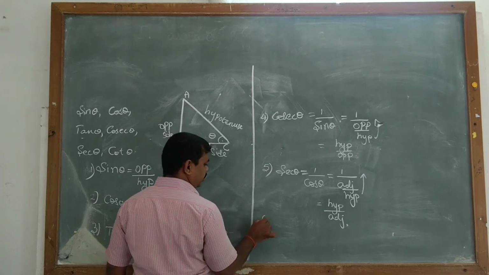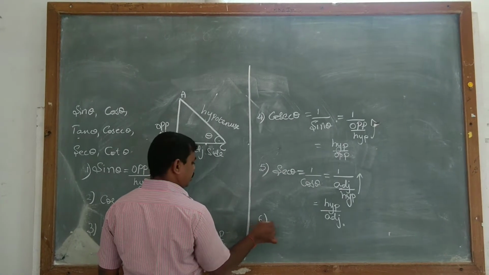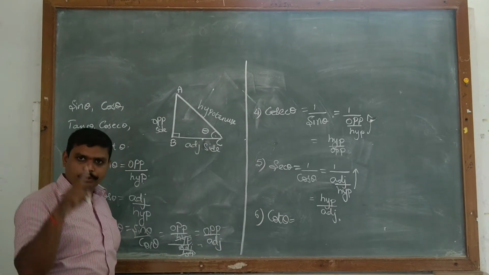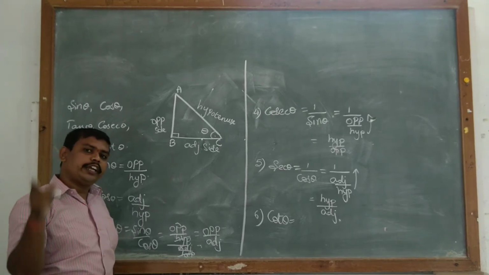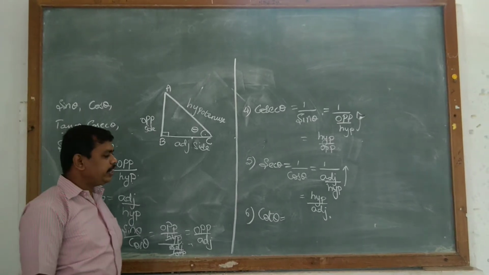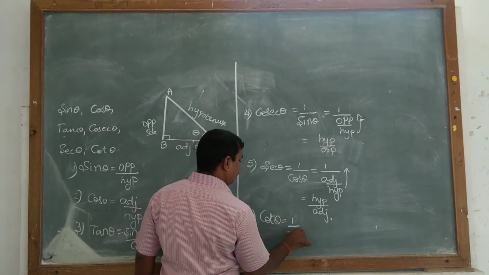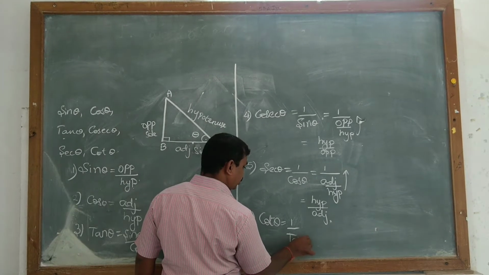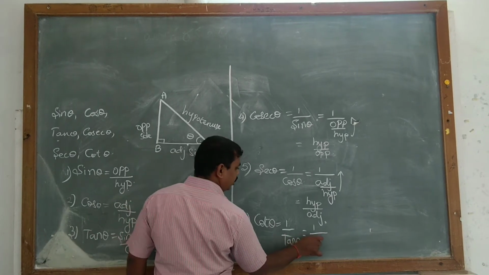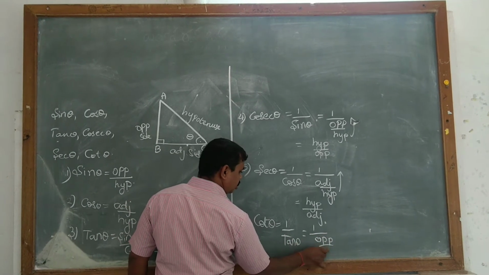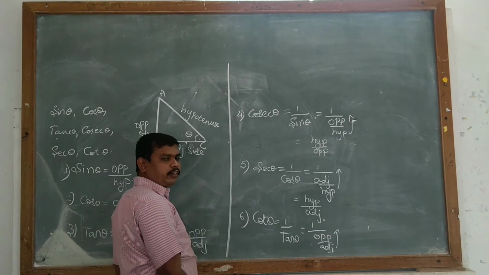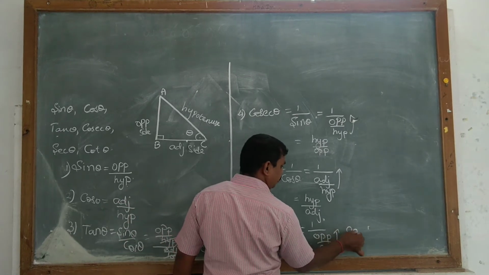The next one, sixth one, is cot theta. This cot theta you can express in two ways. That is reciprocal of tan theta, 1 by tan theta, or it can also be written as cos theta by sin theta. You can write it in the form of 1 by tan theta. 1 by tan theta is nothing but cot theta. Substitute that 1 by what is tan theta now here? Opposite by adjacent. You are going to get what? When you shuffle to the numerator, you get adjacent by hypotenuse.